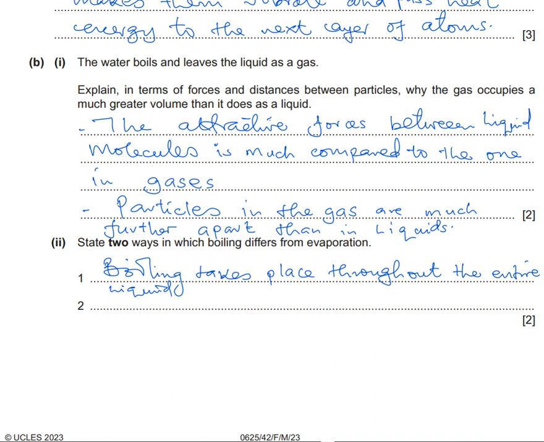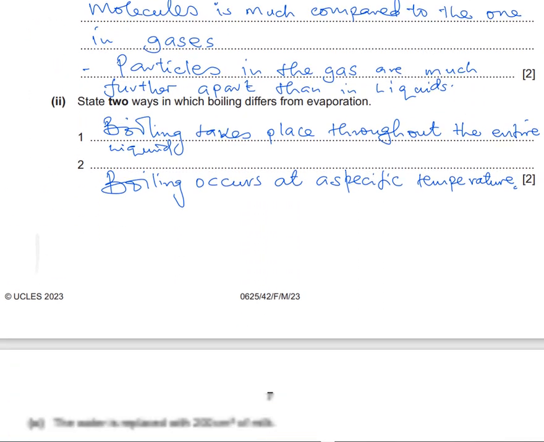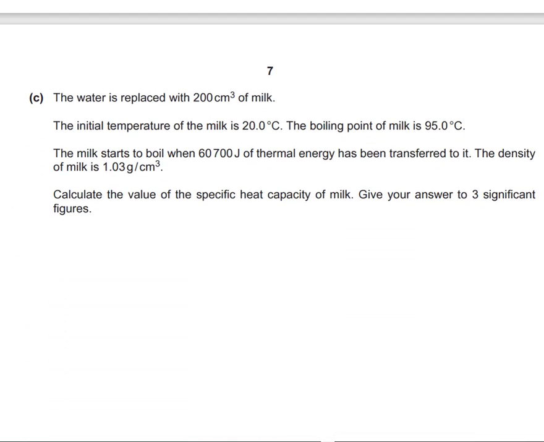Then another difference is that boiling occurs at a specific temperature. We call it a boiling point. So for boiling to take place, it must occur at a boiling point or at a specific temperature. But evaporation takes place at any temperature or at different temperatures.